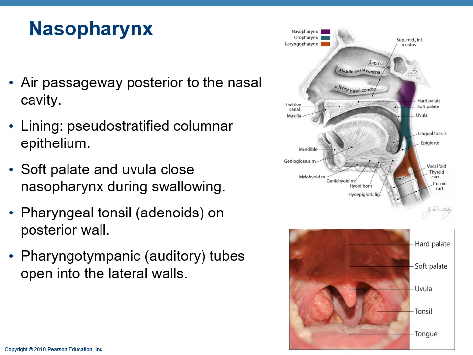Pharyngeal tonsils, commonly known as adenoids, are found on the posterior wall. You can see them in the lower picture. And then the pharyngeotympanic or auditory tubes open into the lateral walls of the nasopharynx. And so that's why when one's upper skull is draining, you could then get it in the back of the throat.